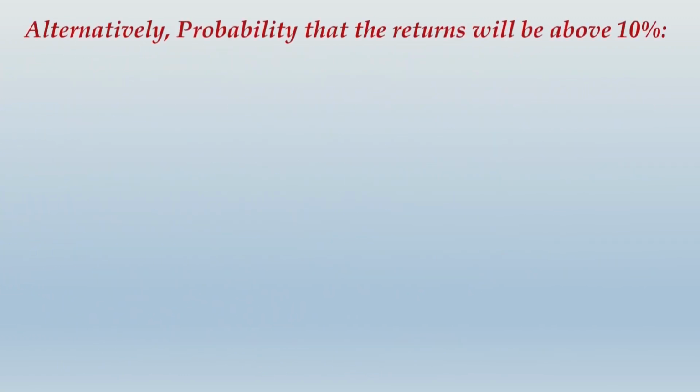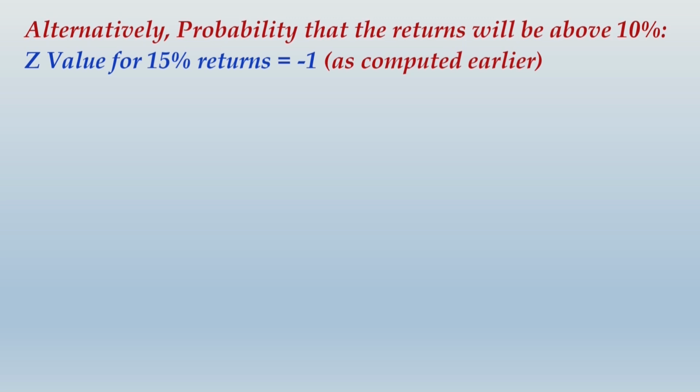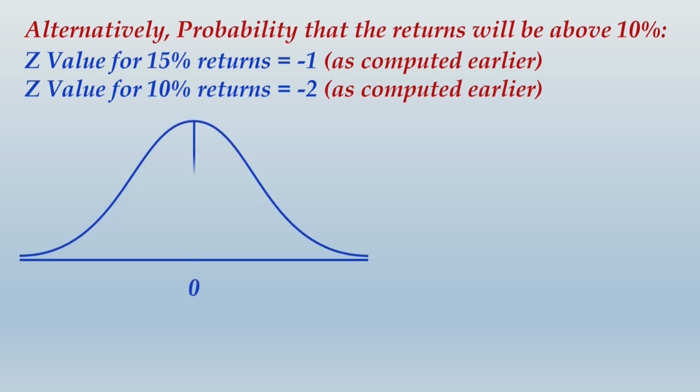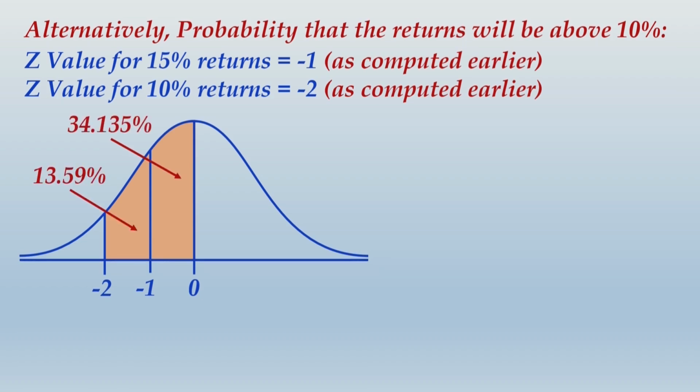So you can write alternatively, probability that the returns will be above 10% can be determined as, we can take the Z values for -1 and -2, that is Z values for returns of 15% is -1 and for returns of 10% is -2, and when you plot these values in the normal curve, you know the areas, these both areas are known. Now we want the probability that the returns will be above 10%. For 10% returns, the Z value is -2. So this is the benchmark, -2.